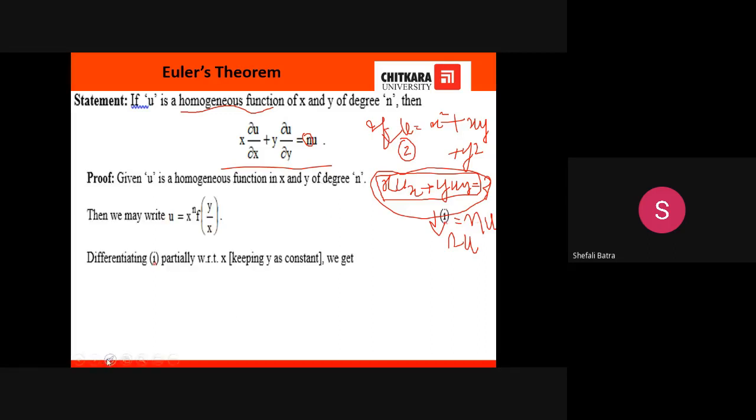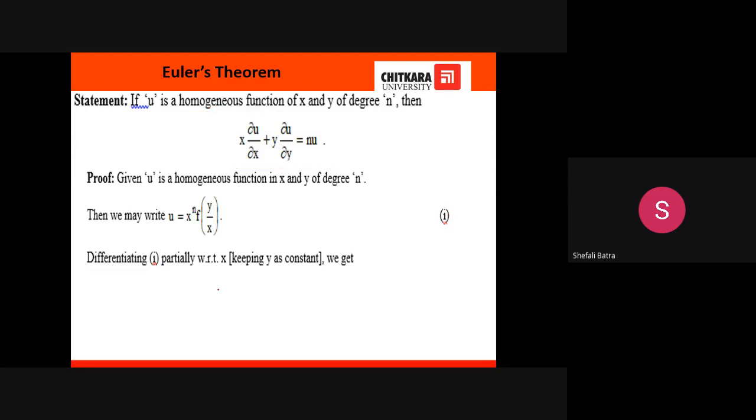Chalo, let us have the proof for this. How does it come? u is a homogeneous function.